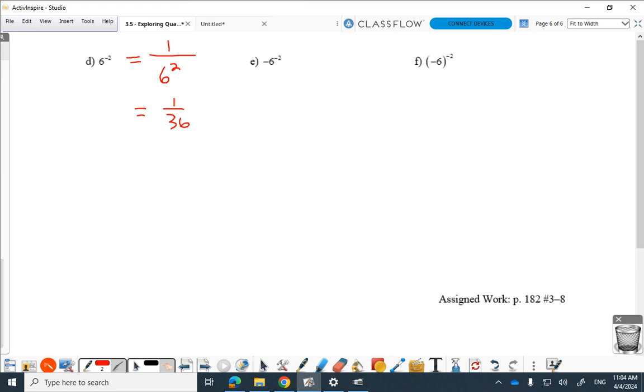Let's jump over to this one. C again, not much more difficult. 1 over 36 again because you go 1 over negative 6 squared, which is 1 over 36. You guys have a G and H. My thing doesn't show G and H, but I'll find it. Don't worry.